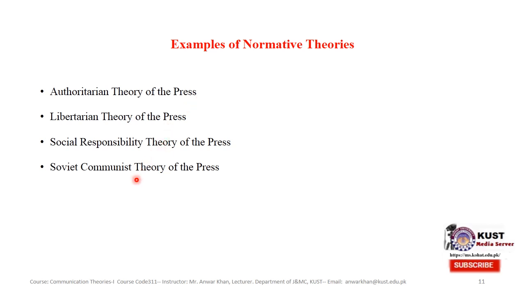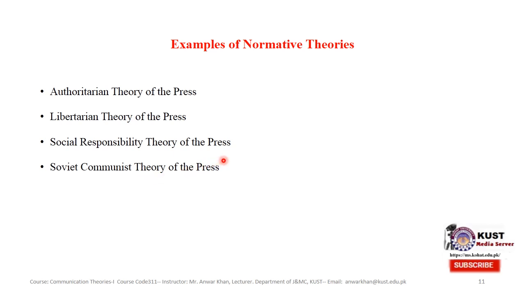The Soviet communist theory of the press, we can say that it is easily applied to countries where communism is there. For example, take the example of Vietnam, Cuba, and some other countries of the world. And there are some countries which have moved from communism to socialism, right? So, the Soviet communist theory of the press will be applied in those countries where they are following communism.